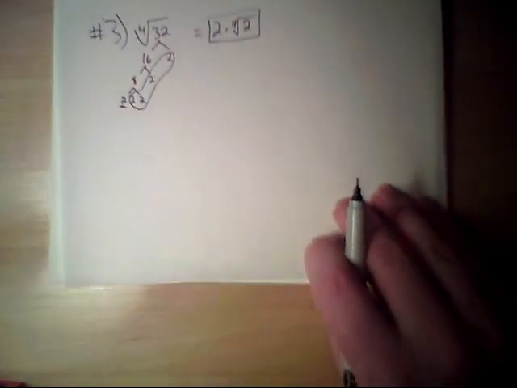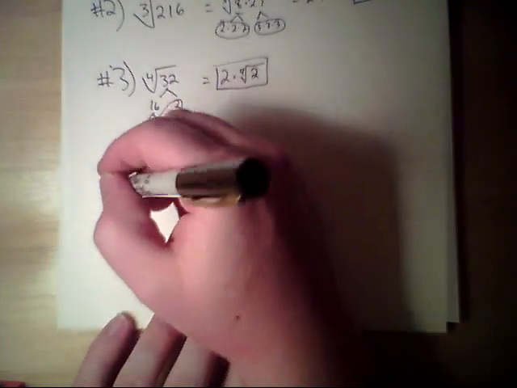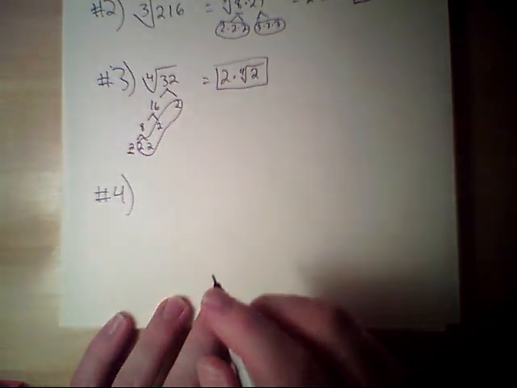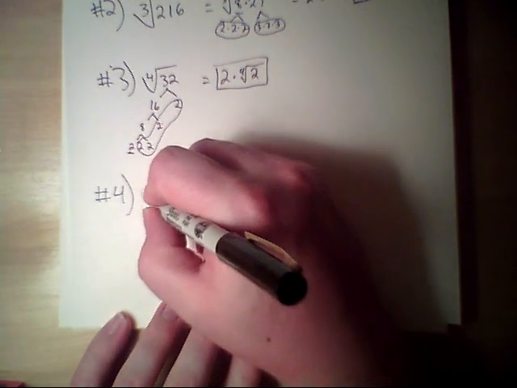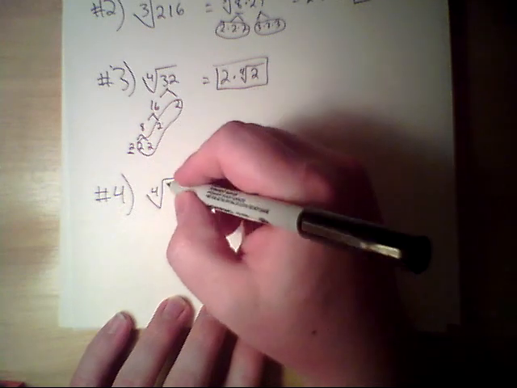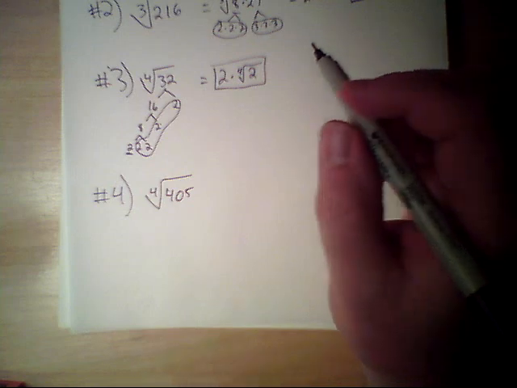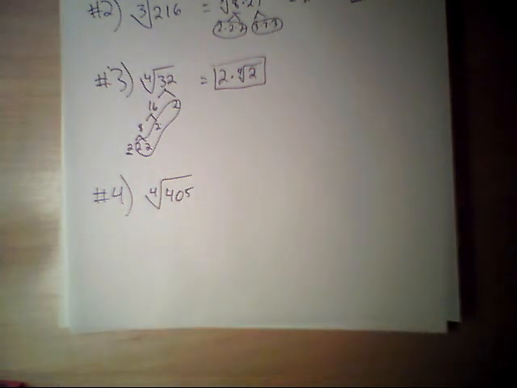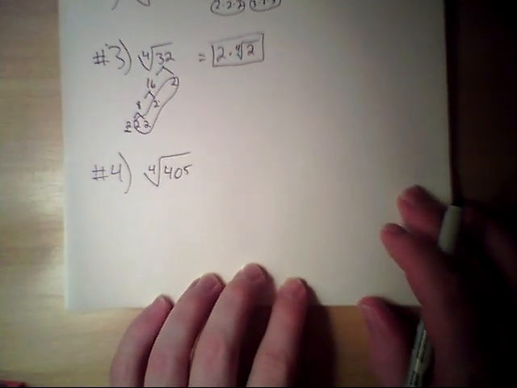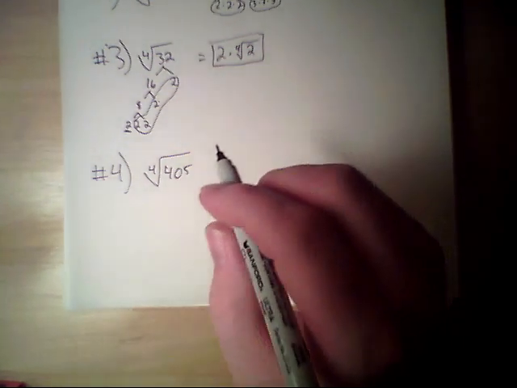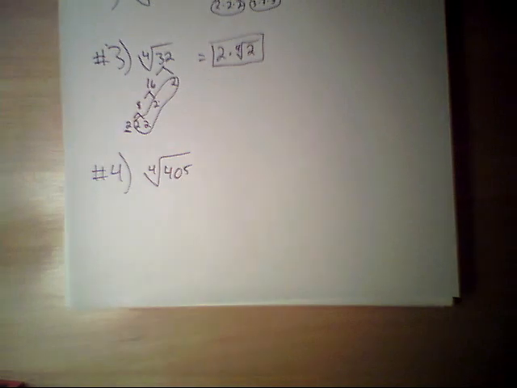All right. This one here, good. Number 4. We have the fourth root of 405. And like I said, I don't really have fourth roots memorized, and you don't need to either. Let's just see if we can break this down. Looks like this is divisible by 5, so let's start there and see what happens.